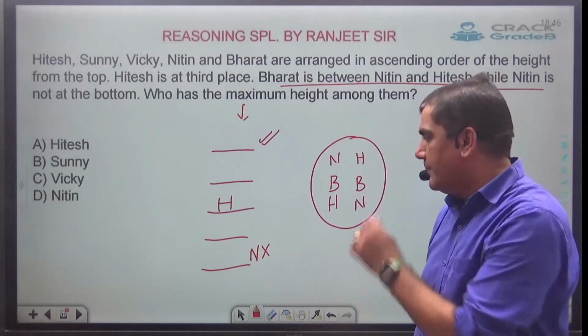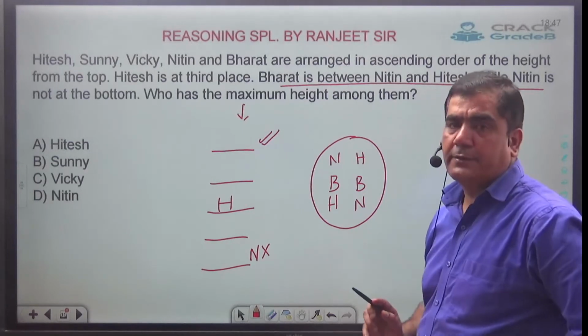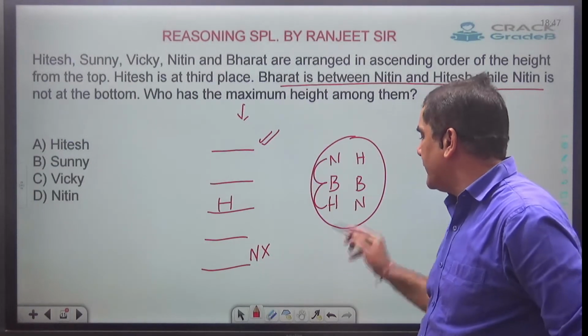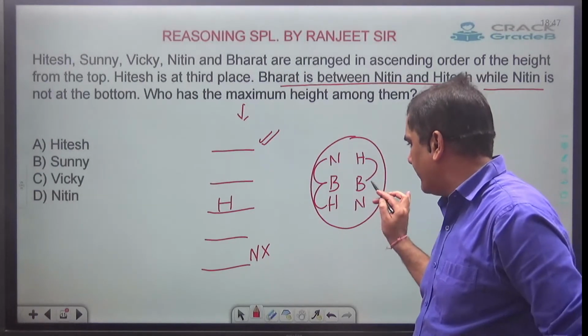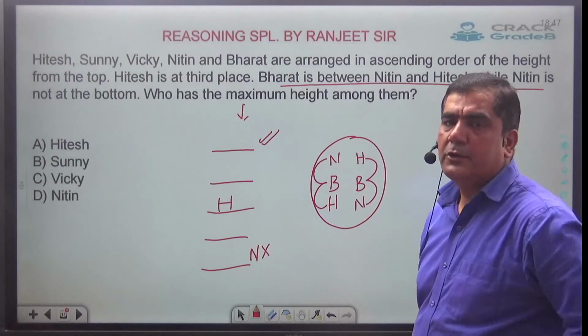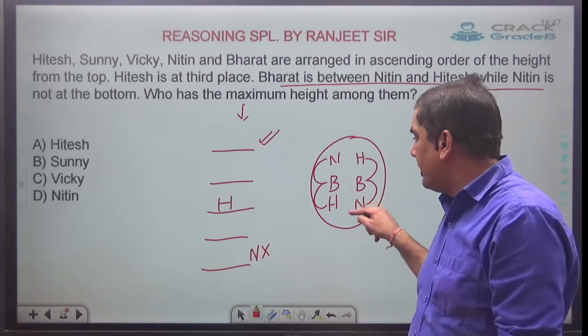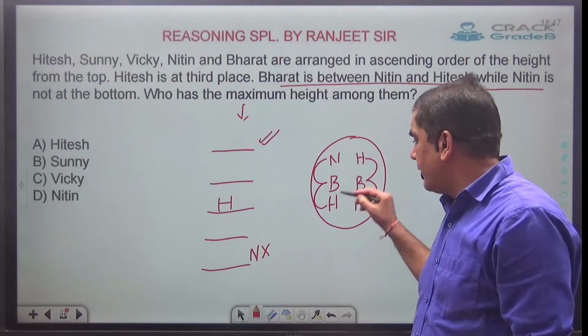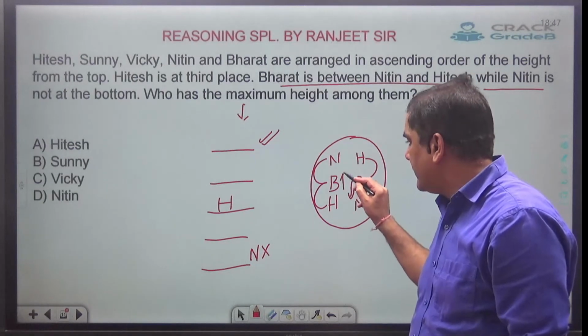Now let's see the diagram. See, Hitesh is over here. Now two are possible. Above Hitesh will be Bharat, above Bharat will be Nitin, or below Hitesh will be Bharat and below Bharat will be Nitin. So I can say Bharat and Nitin will be either below or above Hitesh.